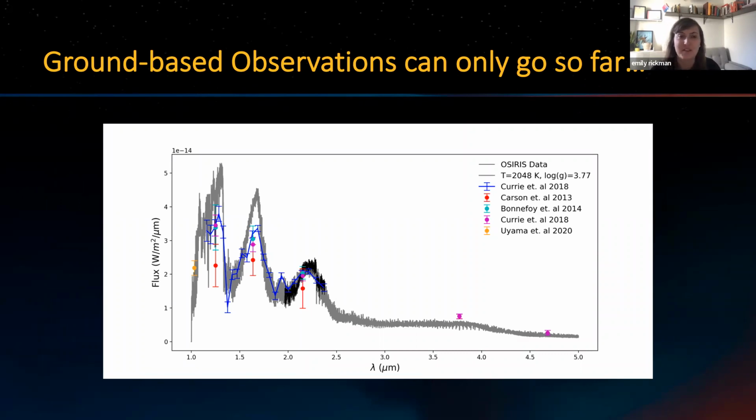Also, I was thinking that maybe we could put in a MOSFire proposal. That would be really cool. Yeah, because I was just looking at the wavelength range, and it seems that it'd probably be doable.